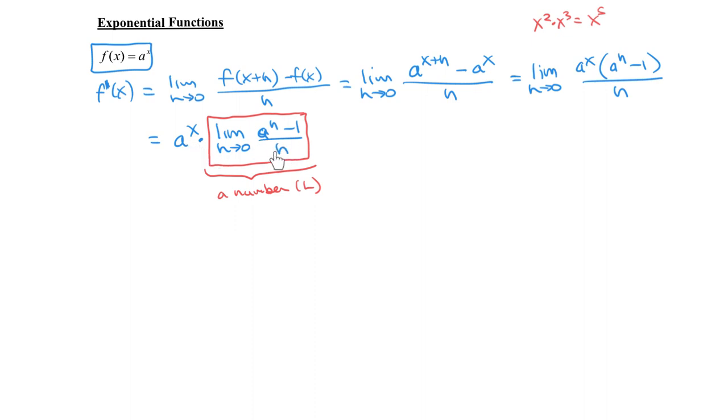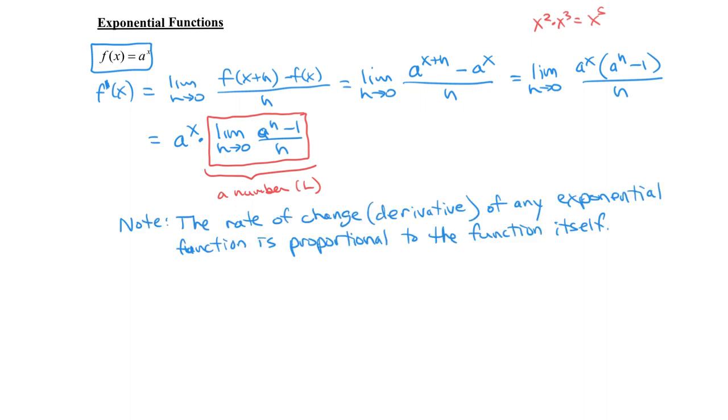Now looking at this, we can already see that if I take the limit, we're going to have a problem here because as h approaches 0, I get a to the 0, which is 1. So I get 1 minus 1, which is 0 over 0. So this is a 0 over 0. It's an indeterminate form of 0 over 0. So it's a problem. And we also know that if this limit exists, we need to be able to figure out what this is to find the derivative of a to the x.